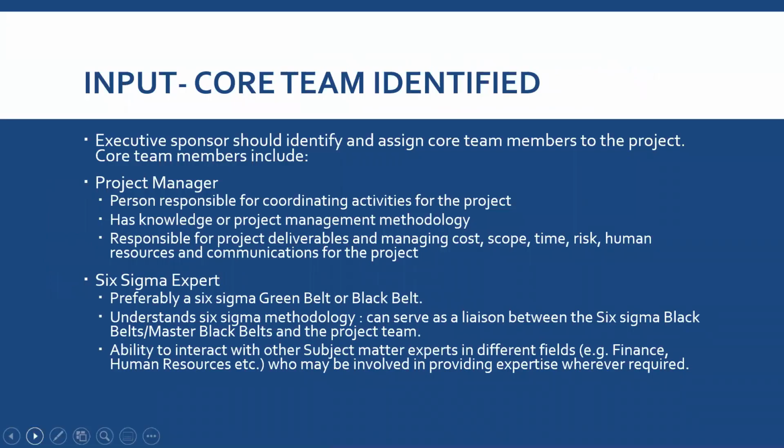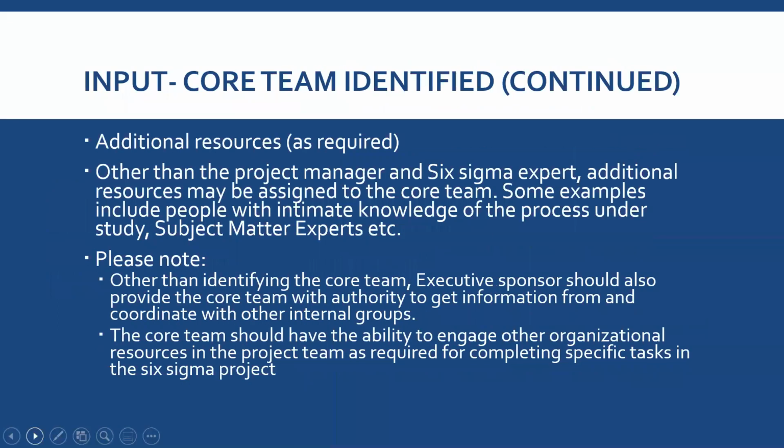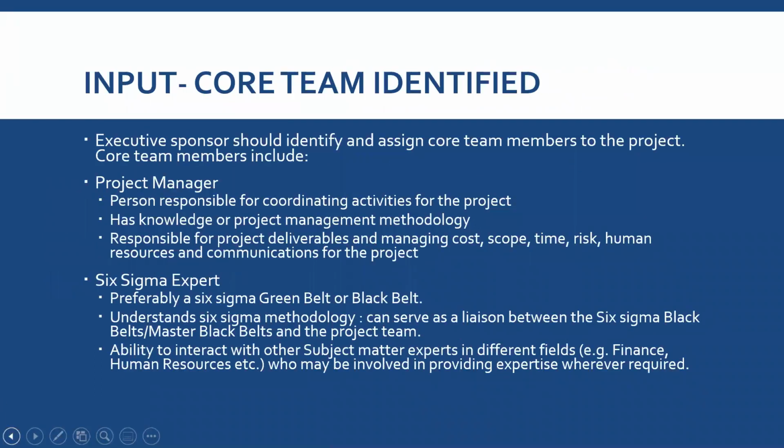Another input for the define, we need to identify the team. Who's going to work on this project? What are the responsibilities? And we have to look into this in more detail here. We have to have a project manager. We have to have a Six Sigma expert. We have to have other people who are working on the team. Starting with a project manager. A project manager should be responsible for coordinating the activities for the project.